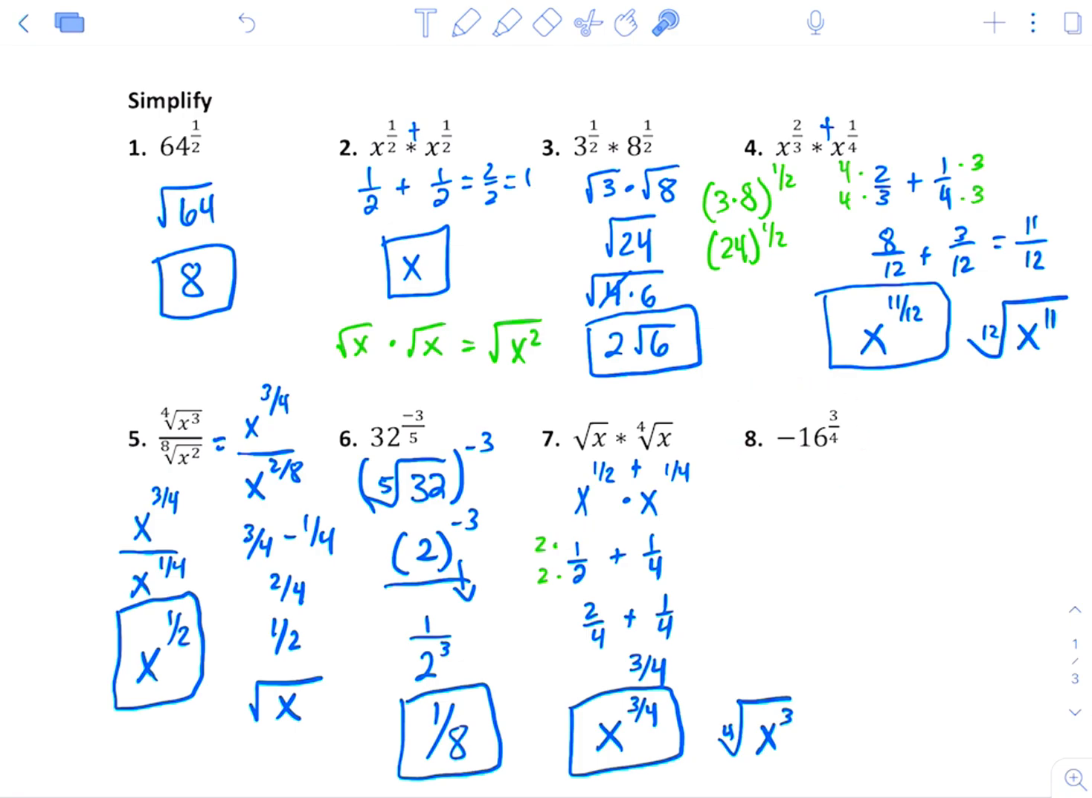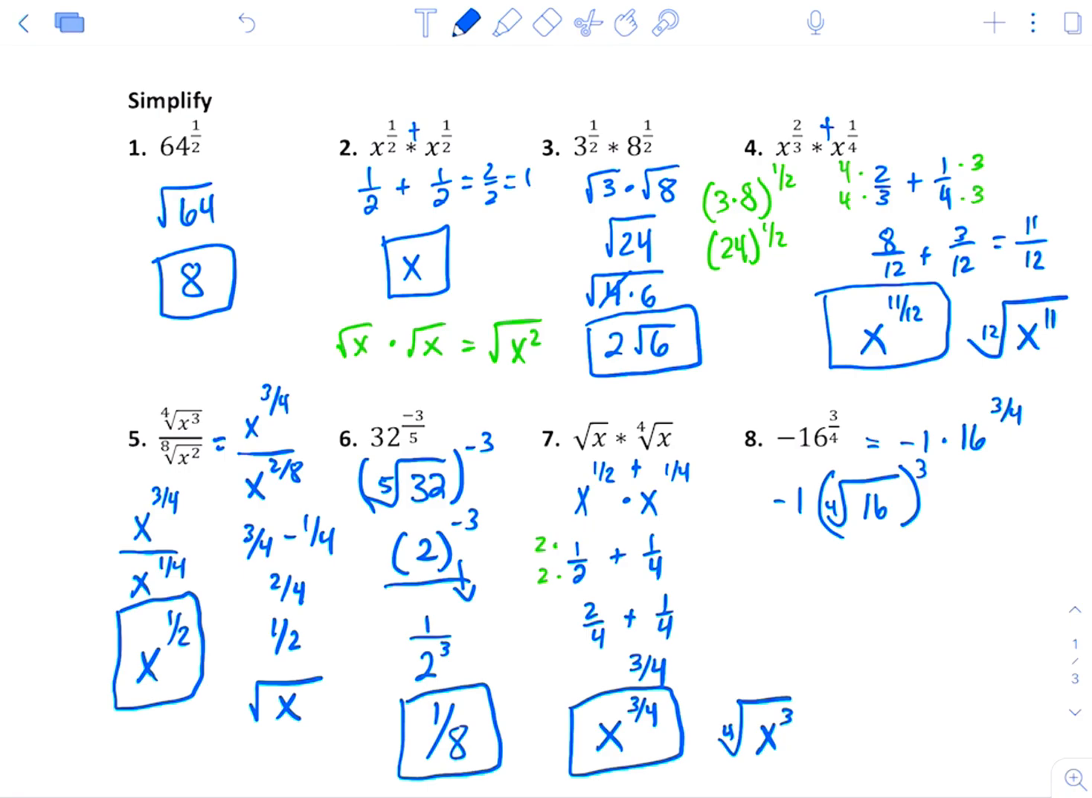All right, and our last example, so we have to be careful paying attention to that formatting. This really means -1 times 16 to the 3/4. Okay? So when I switch forms, the positive 16 is what goes in the radical. So this is really -1 times the 4th root of 16 and then cubed. Now because I can take the 4th root of 16, I'm going to put that cube on the outside. If I couldn't take the 4th root of it, then I would put it on the inside.